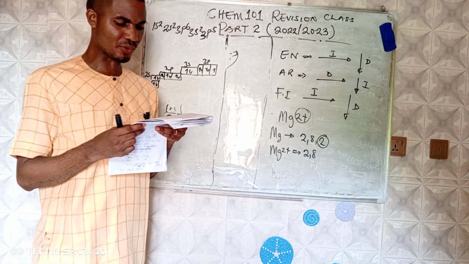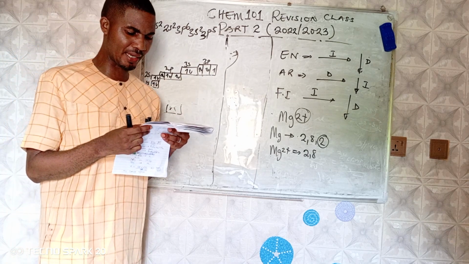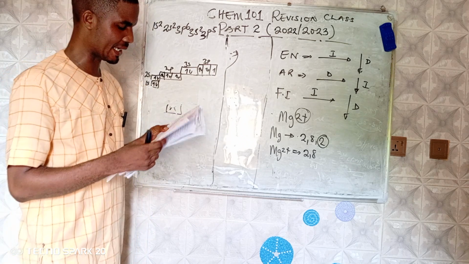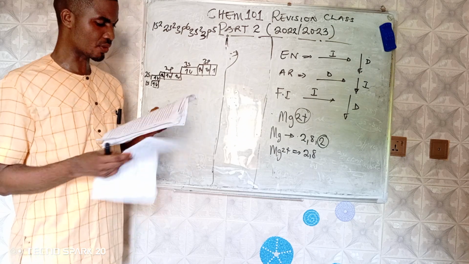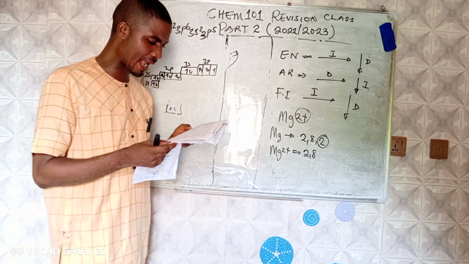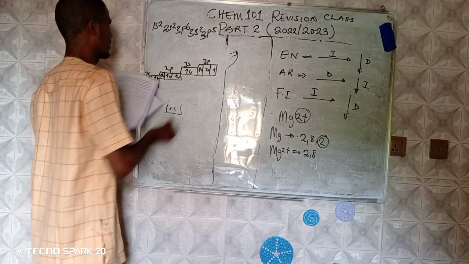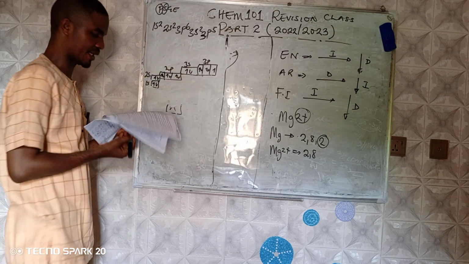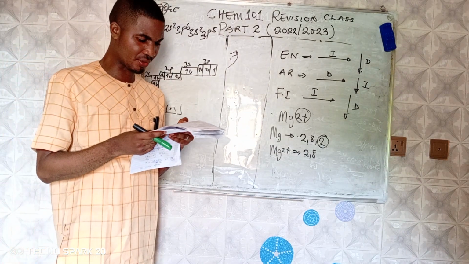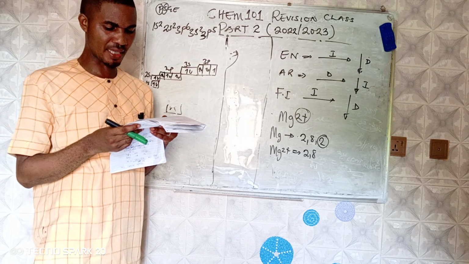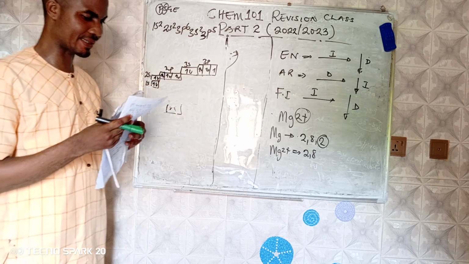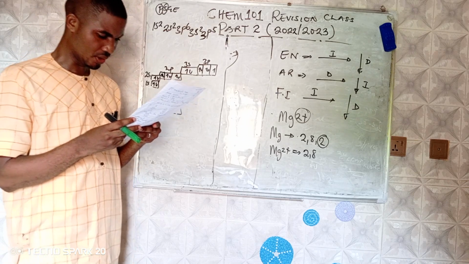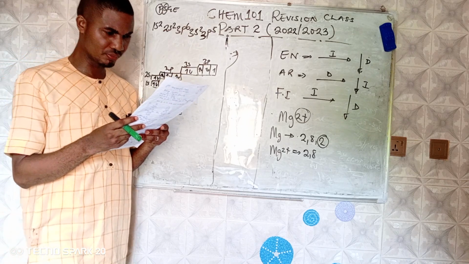40. The energy required to remove the most loosely bonded electron from a gaseous atom is termed ionization energy. 41. Elements in the same period have the same number of shells. So 41 is A. 42. Which of the following statements is not true?